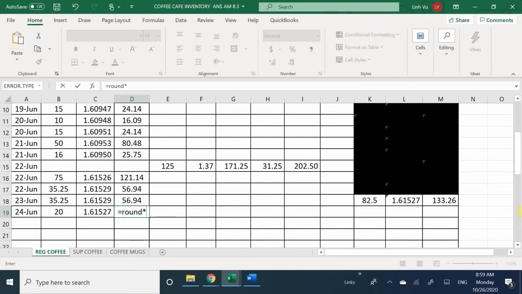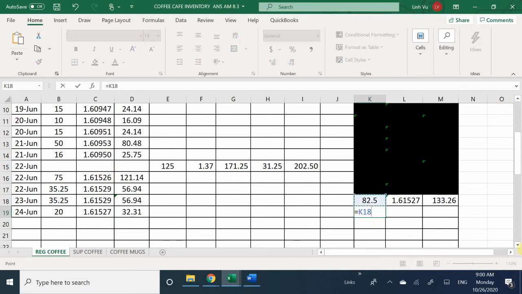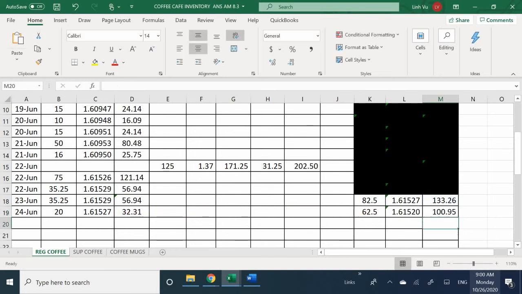All right, so here, comma, 2, 32.31. On the other, 82 minus 20 is 62.50. Okay. 32.31. That's 100.95. 495 plus 1.6152.